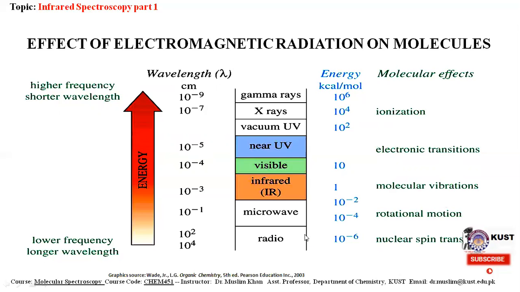We have developed NMR spectroscopy in this region, where the molecule is subjected to this radiation. Microwave and IR spectroscopy mostly involve molecular vibration. UV mostly involves electronic transition. X-rays cause ionization, etc.